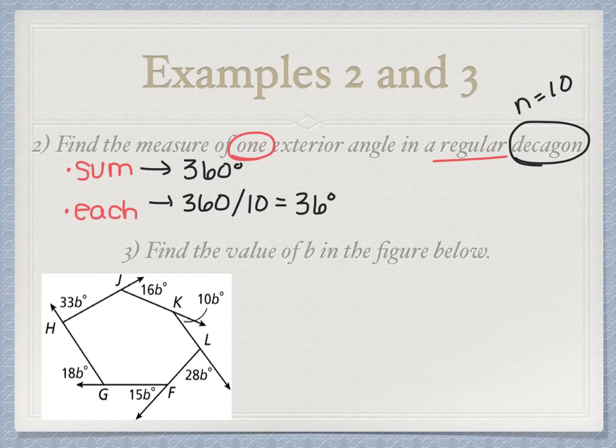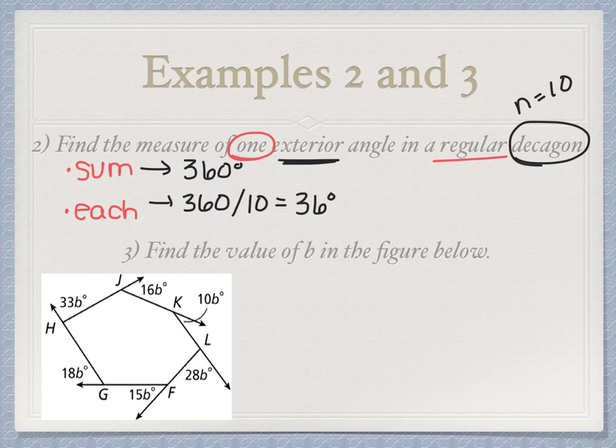So again, just like what we did yesterday when we found the measure of one single angle, except that the sum part is already done for me. The sum is always 360. It doesn't matter what shape you're talking about, as long as it's exterior angles.